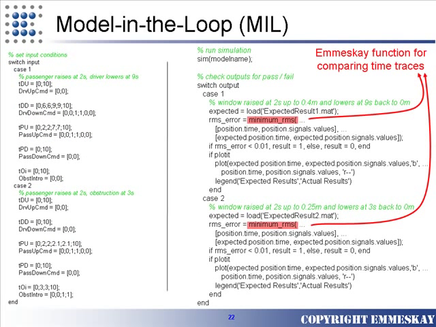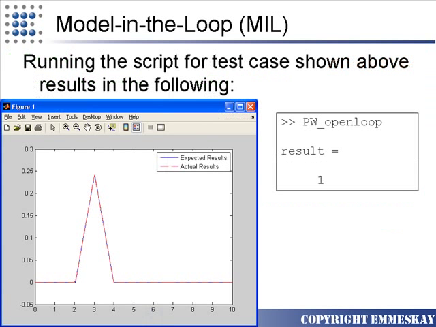On the left side, the next part of the script sets the values for the variables to load into the workspace. On the right side, we simulate the model, and next, we check it against the expected results file. You'll notice that the minimum RMS function is an MSK-specific function we use to compare the value of the time traces. After we run the script, we get our figure to show the expected versus the actual results and a confirmation in the command line.